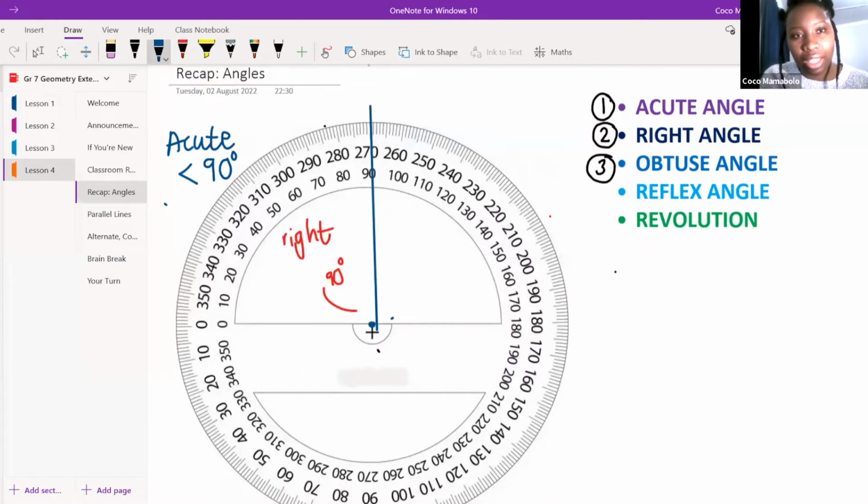And then again from here to 100. Oh my goodness. I think I need to calibrate this thing. It's looking a bit off. Okay, so can you choose for me, Letitia, an angle in between here that we're going to call obtuse? Pick an angle.